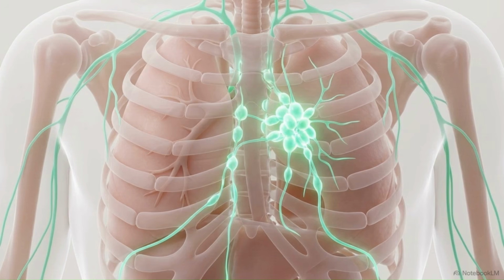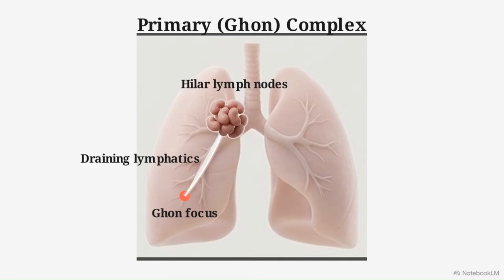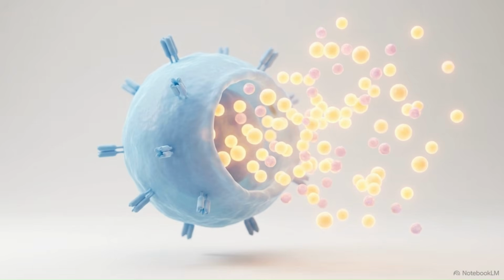Now protected inside the host's own immune cells, the bacteria multiply and spread through the lymphatic system, draining directly into the hilar lymph nodes. This diagram maps out the resulting primary Ghon complex. It consists of three specific anatomical components: the initial local Ghon focus, the draining lymphatics, and the enlarged hilar lymph nodes. It takes 2 to 8 weeks for a delayed cell-mediated immune response to finally trigger.